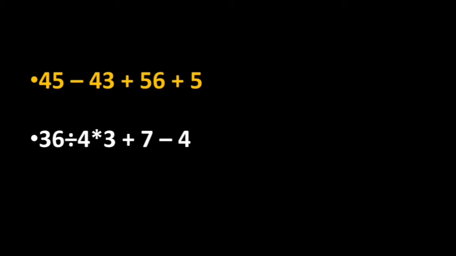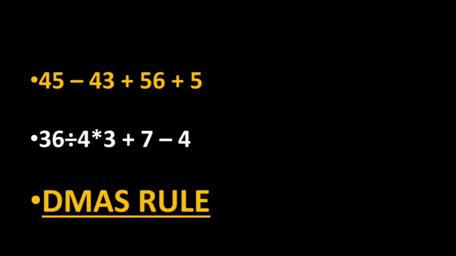This is called the DMAS rule. D stands for division, M stands for multiplication, A stands for addition, S stands for subtraction. Whenever we have all the four basic operations in any problem, then we are going to use the DMAS rule and then we will simplify the problem.